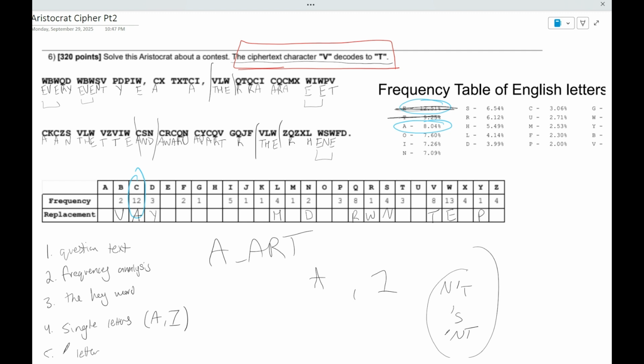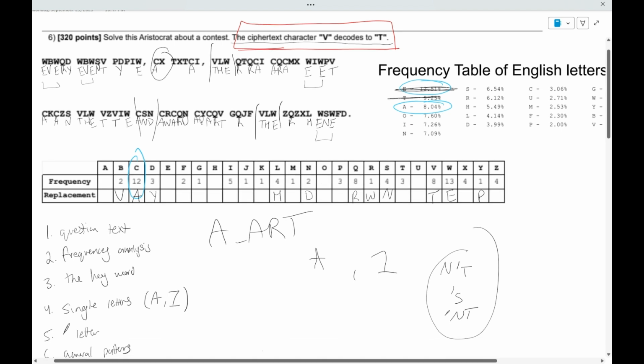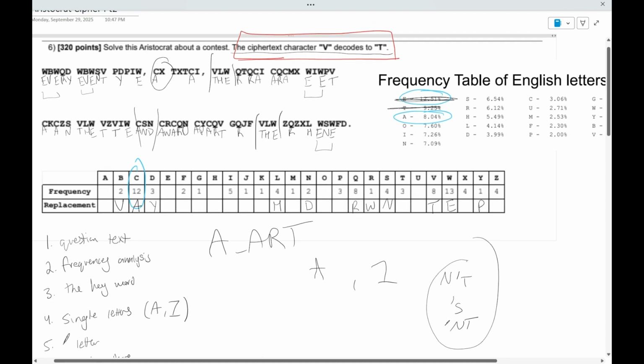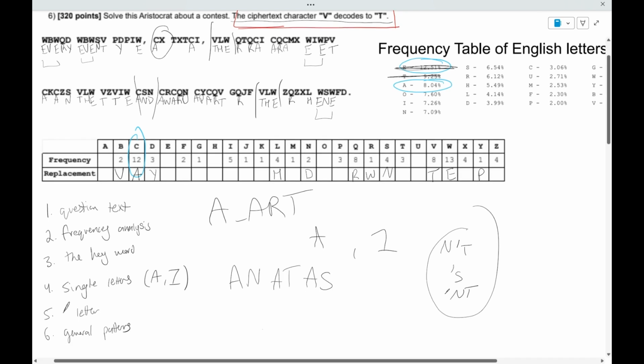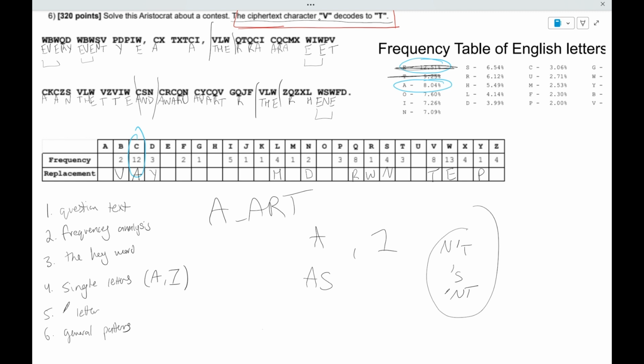So the next thing I would want to look at is this right here. There's only a couple of two-letter words that start with A. There's an, there's at, there's as, and I think that is it. I can't think of any more words. So we've already found N, so it's not an. We've already found T, so it's not at either, which only leaves us with as. So let's try X as S.